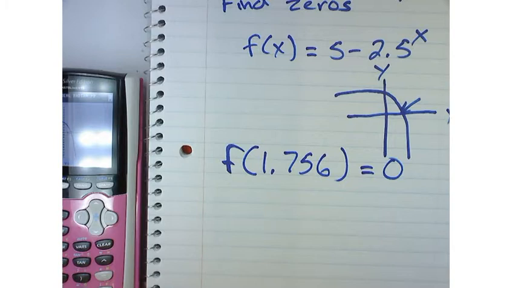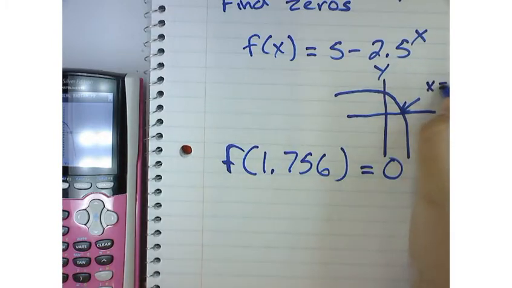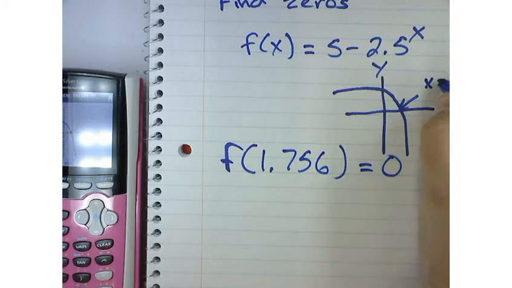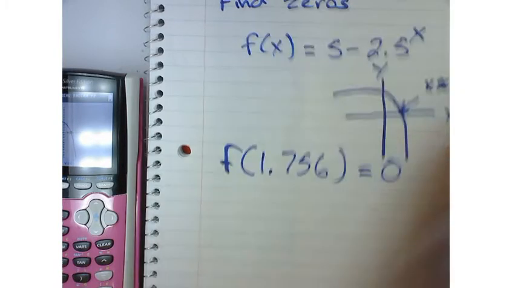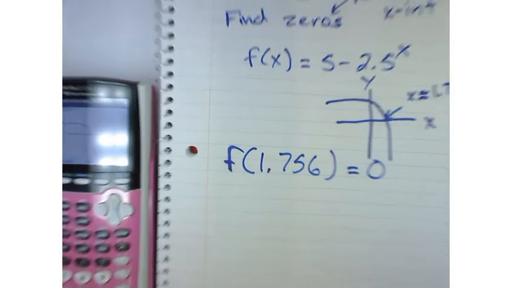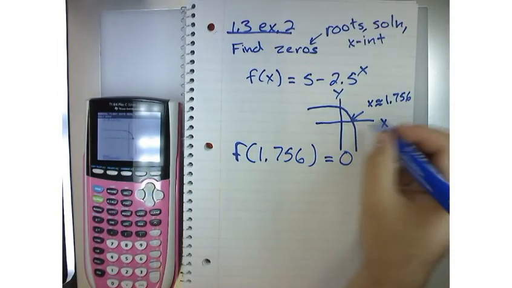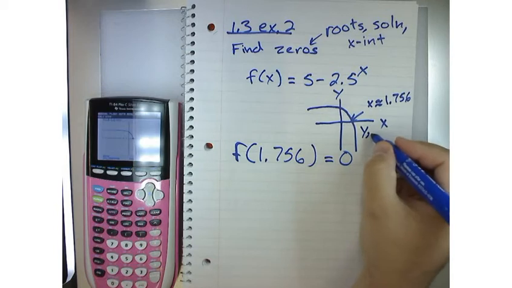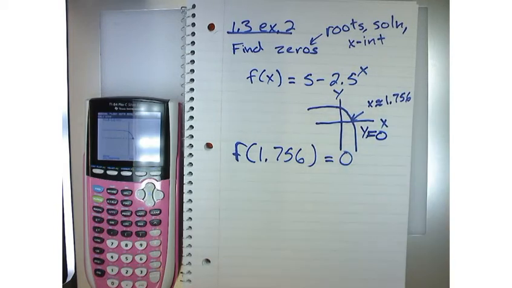In other words, if this x equals approximately 1.756, then my y value will equal 0. Okay? And that's pretty much it for example number 2. Any questions?